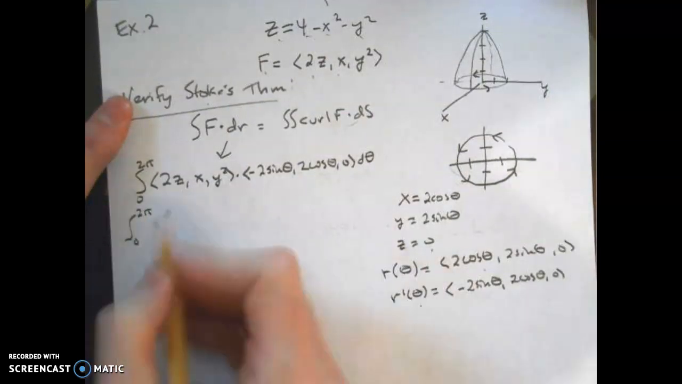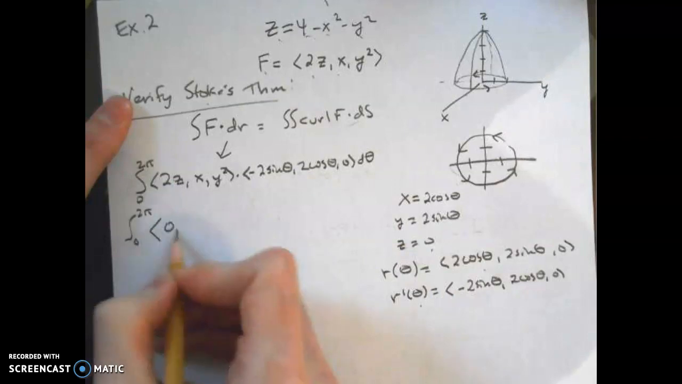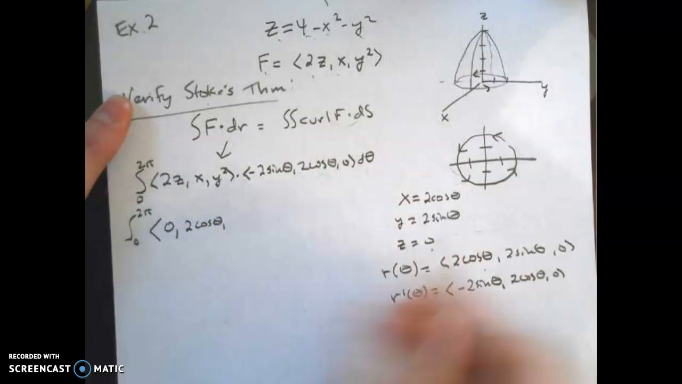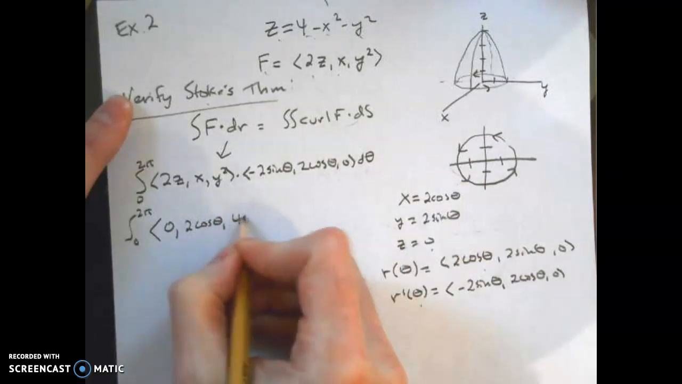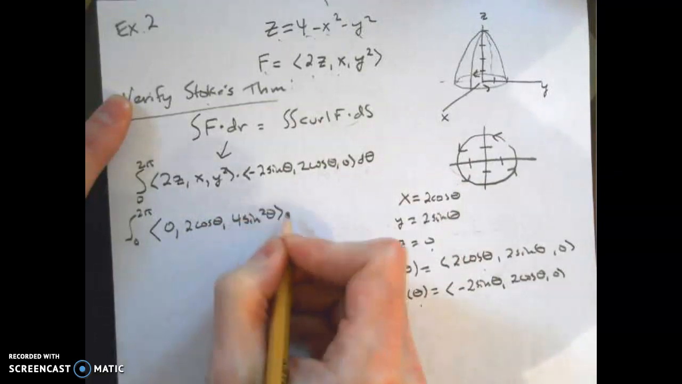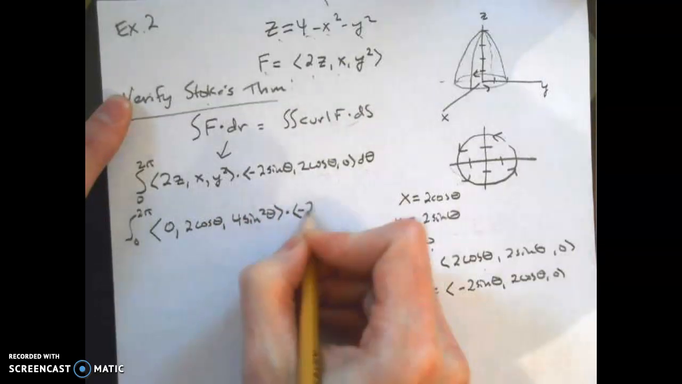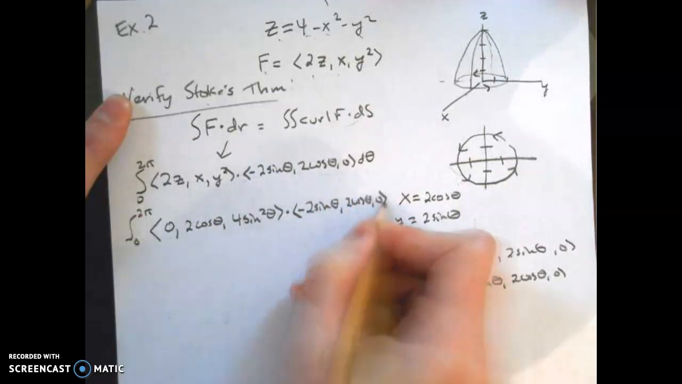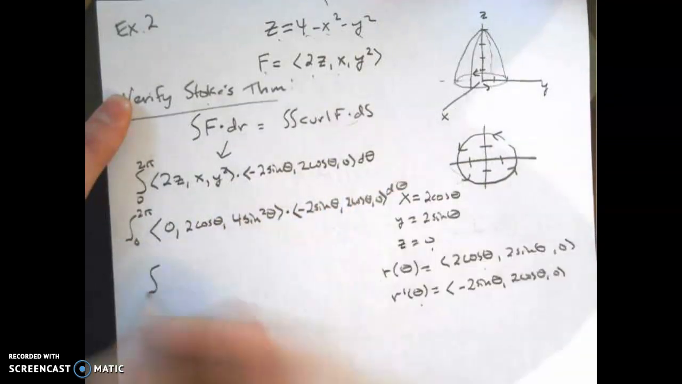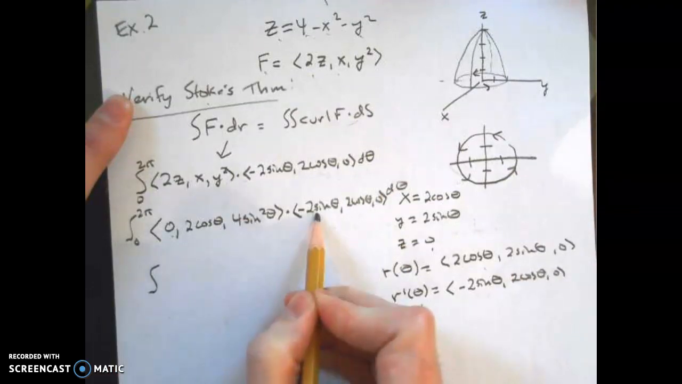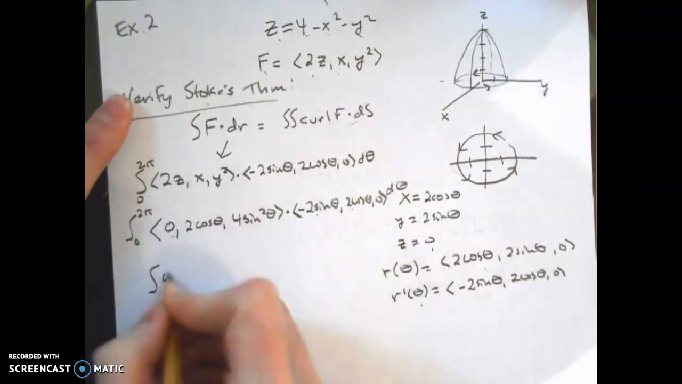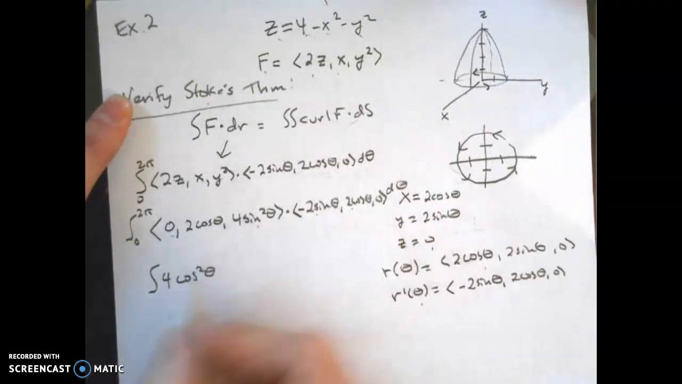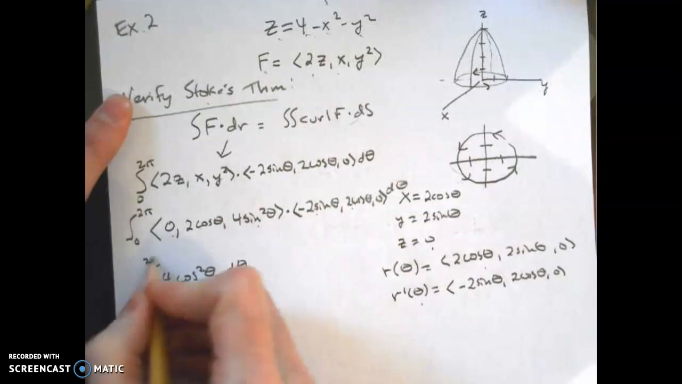2z, well, z is 0. So 2z is 0. x is 2 cosine theta. y squared is going to be 4 sine squared theta. Dotted with negative 2 sine theta, 2 cosine theta, and 0, d theta. Multiplying this out, we get 0 plus 4 cosine squared theta, and then plus 0, d theta, 0 to 2 pi.